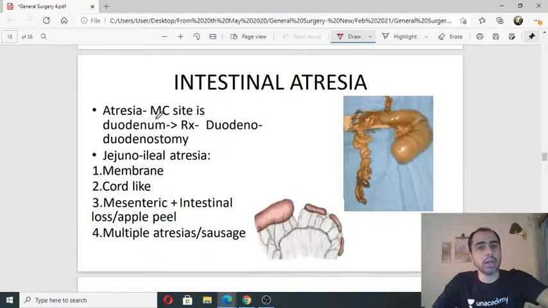So I told you the most common site is duodenum. Duodenal atresia is associated with which diseases? First tell me that. With which disease do you see duodenal atresia? I need two answers. There are two diseases. Very good, one is Down syndrome. What is the other? Not trisomy 21, the other one.